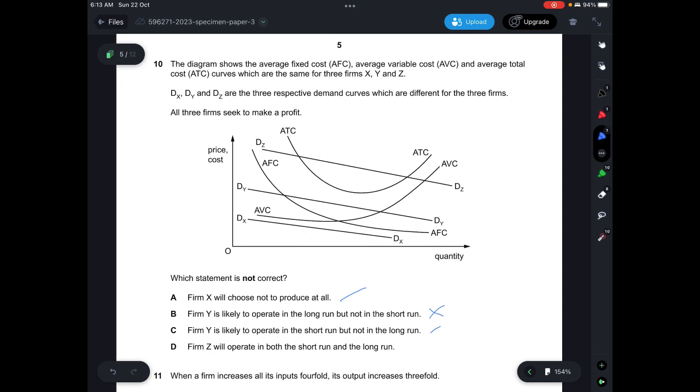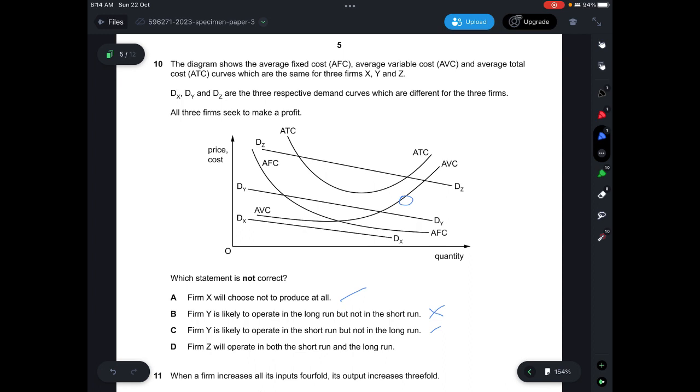Because like what I mentioned just now, you see that in the short run, the average fixed cost is slightly higher, but it will drop all the way to the point where it actually meets the AVC curve. So they will still be able to produce specific quantities. But after a point, let's say for example this point, it starts to increase, and then the AVC curve and ATC curve will all increase. When it increases, then yes, they would incur a loss. So that's why B is not correct.